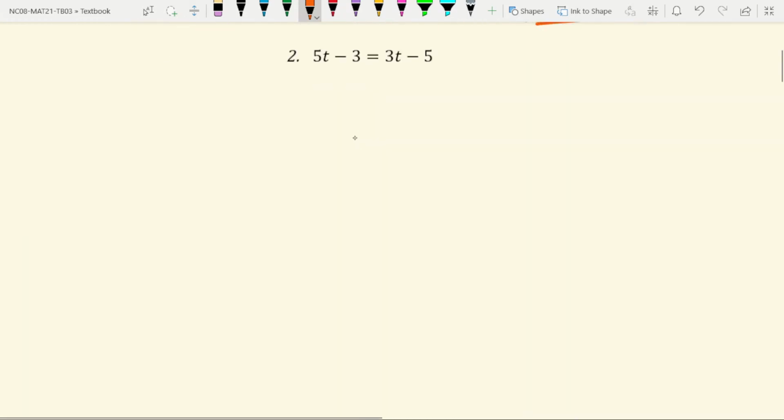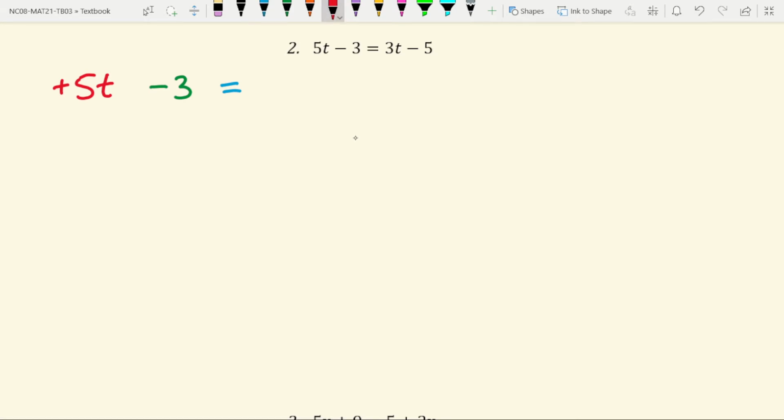Let us solve the next equation now. As always, the first step should be identifying the terms along with the symbols. The first term is an unknown term, 5t, so it is plus 5t. Minus 3 is a constant, so I will write minus 3 next. Next is equal to, which I will write as it is. Next is 3t, an unknown term, and its symbol is plus 3t. The next term is minus 5, a constant, so I will write minus 5 as it is.